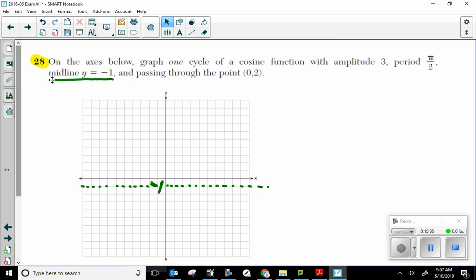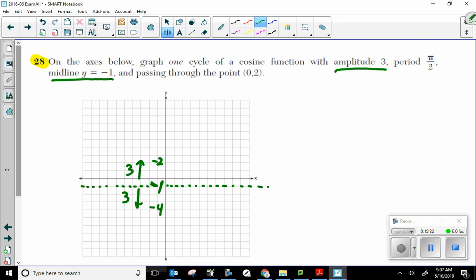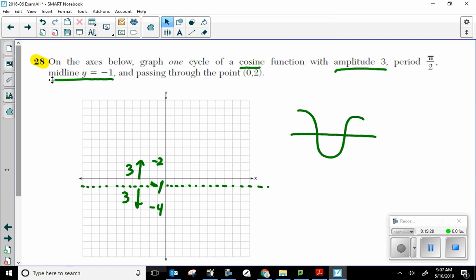Now, my amplitude is 3. That means from the midline, I've got to go up 3, 1, 2, 3, to 2, and down 3, to -4. So my amplitude goes up 3 from the midline and down 3. Now, cosine is the cup. So my midline is going to be in the middle here somewhere. So I'm going to start way up high right here. And oh my God, that is perfect because that is the point 0,2. I wanted to go through that point.